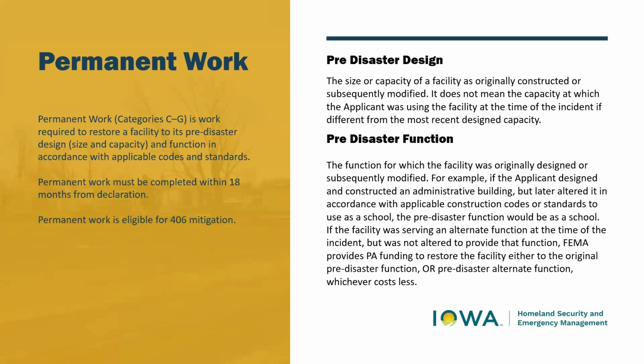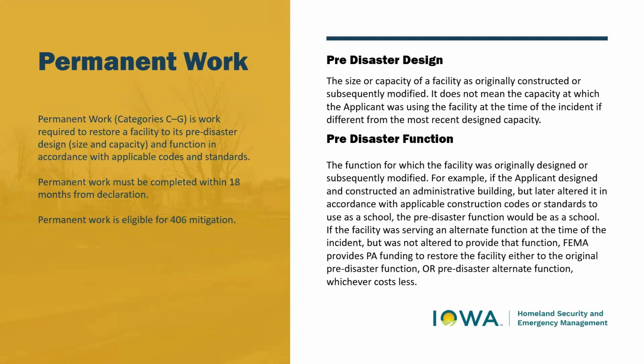Permanent work is our Category C through G work, and it's required to restore a facility to its pre-disaster design, size, capacity, and function in accordance with the applicable codes and standards. Emergency repair or stabilization to eliminate or lessen an immediate threat is considered emergency work.